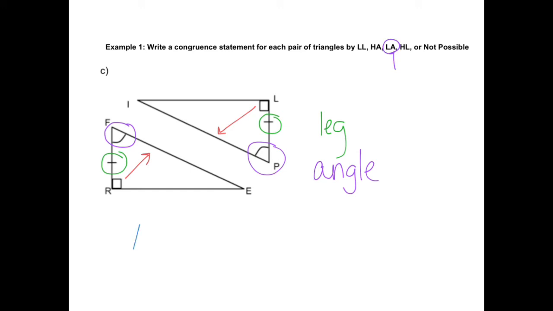So we're gonna say triangle FRE is congruent to triangle PLI. So again, started with that acute angle, that congruent angle. So F down to the right angle and then out. So FRE, so I'm gonna start at the single, that congruent to the right angle and then out, so PLI. And to finish it off, we'll say by leg angle.